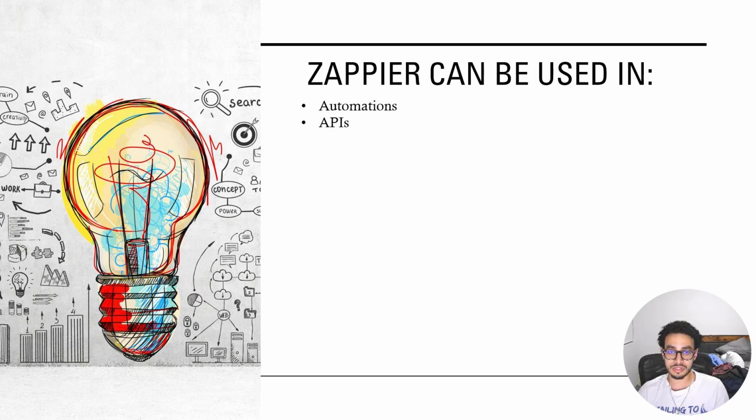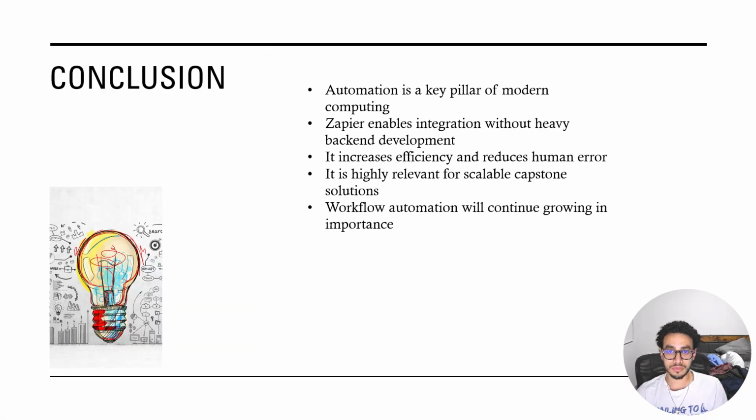So Zapier can be used, as I said, for automations, APIs, webhooks, and the list goes on, and a lot more stuff, but those are what I can think of right now. So in conclusion, as we said at the beginning of the video, automation is a really important part of any project, any application, or any system that is working. And of course Zapier enables that integration without heavy backend development.